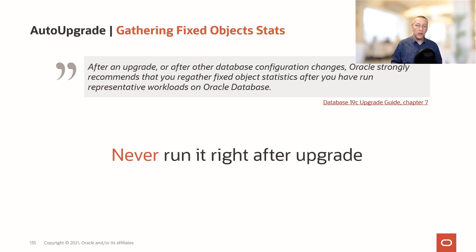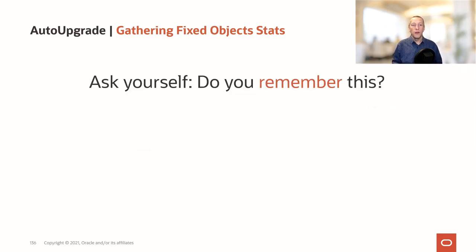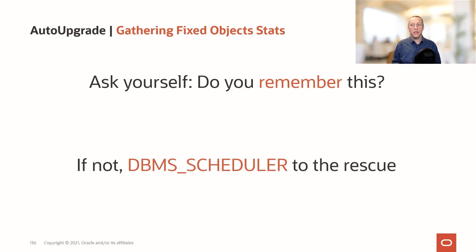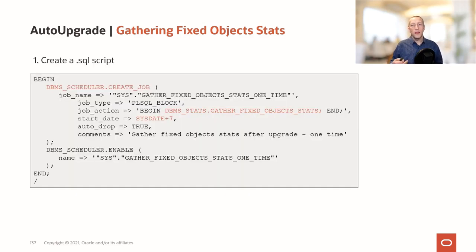For instance, there is the X$ view that corresponds to the buffer cache. Right after the upgrade, the database has been restarted multiple times, and the buffer cache might be a lot smaller and contain a lot fewer items than after you have run your huge workload. So in order to get accurate statistics, you should gather fixed object statistics after you have run your workload. Now ask yourself, do you always remember this? Do you go back to your databases after a few days to gather fixed object statistics? Well, if not, DBMS_SCHEDULER to the rescue. What I would recommend is that you create a SQL script which creates a scheduler job that runs fixed object statistics in 7 days.